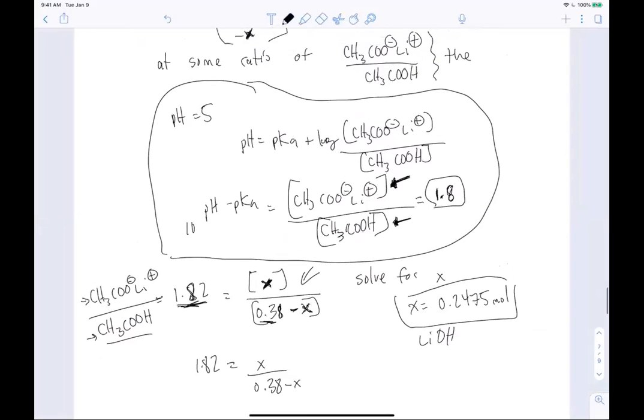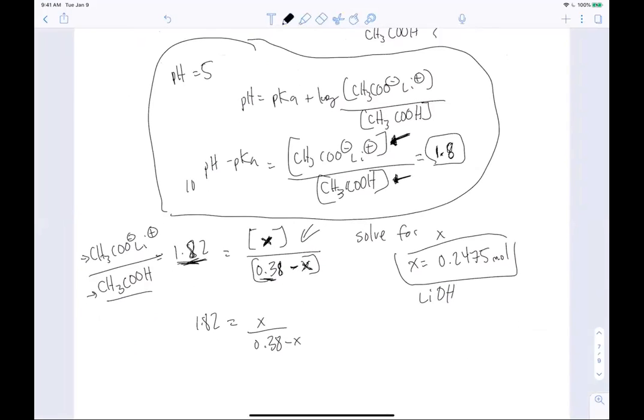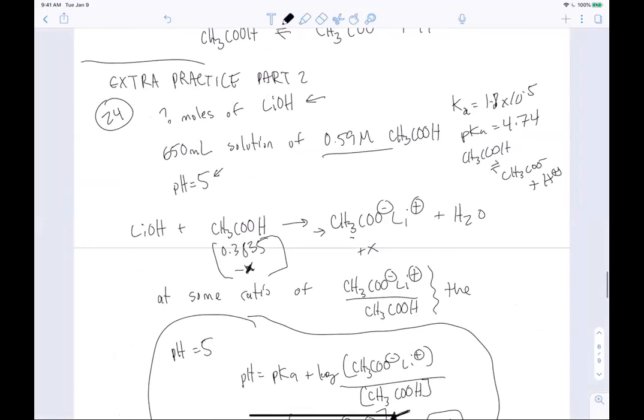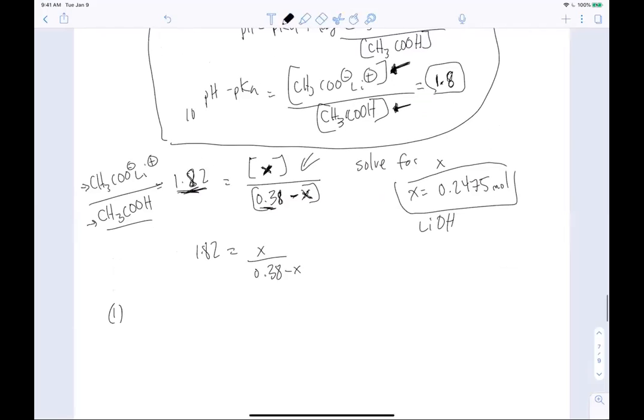I'm trying to work that too fast and getting messy. But the workflow is, one, figure out the molar ratio of the conjugate base, let's just call it A minus, to HA at the pH.